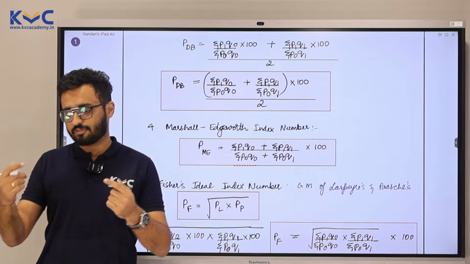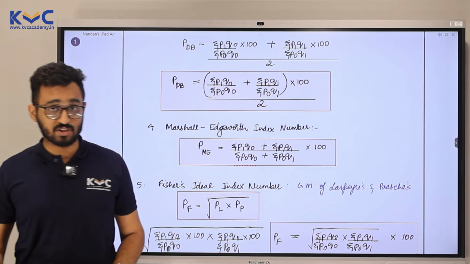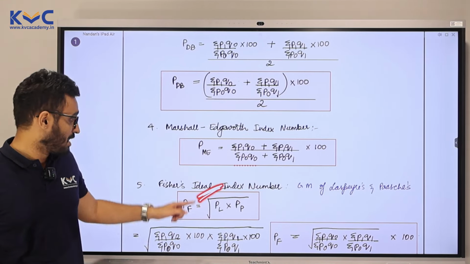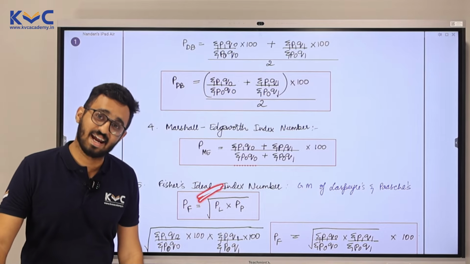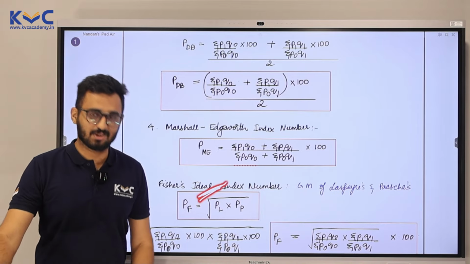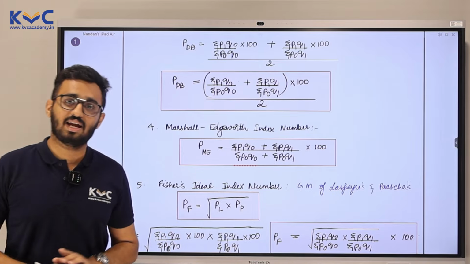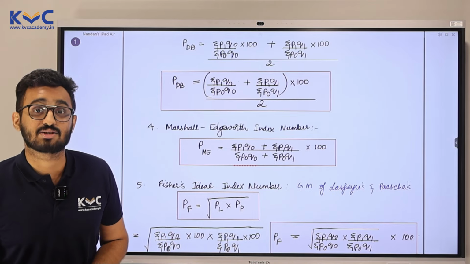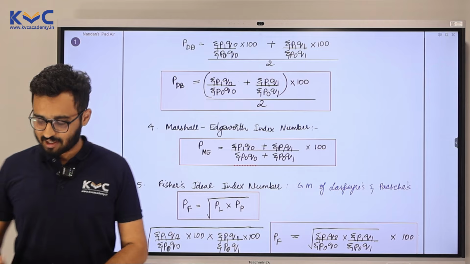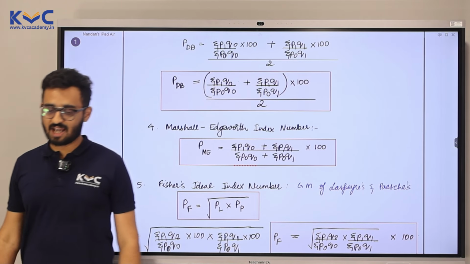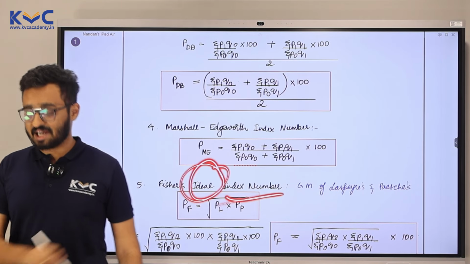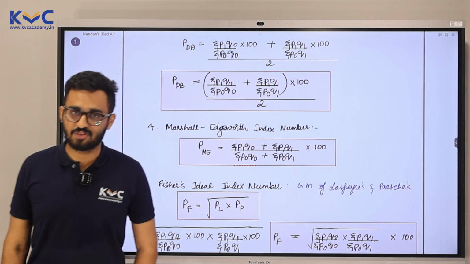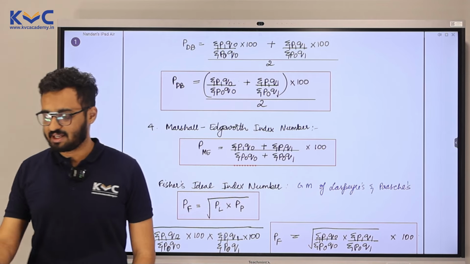Now, what is Fisher's ideal index number? First of all, look at the pressure that we put on Fisher's. We call it an ideal index number. Now, why is it called the ideal index number? We'll see towards the end when we check for tests of adequacy. But spoiler alert: Fisher's is called the ideal index number.